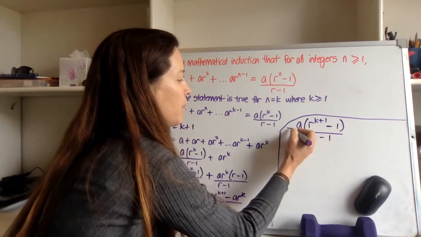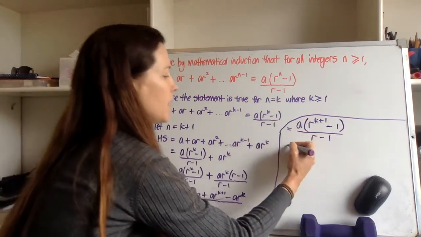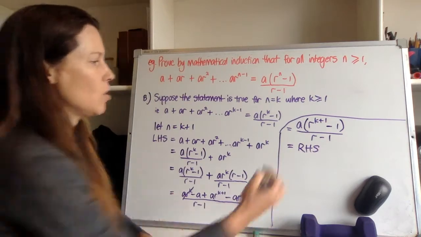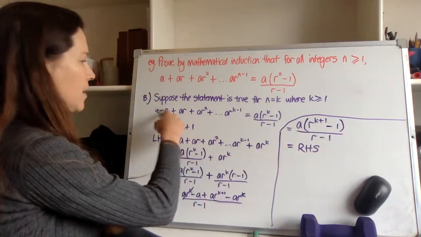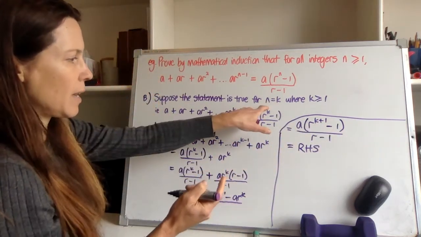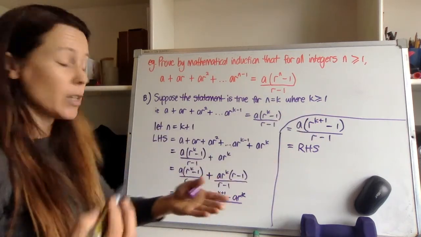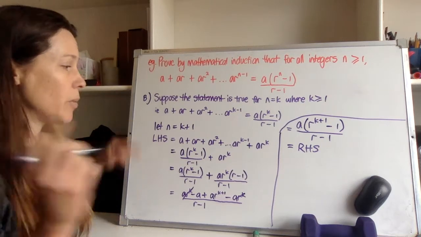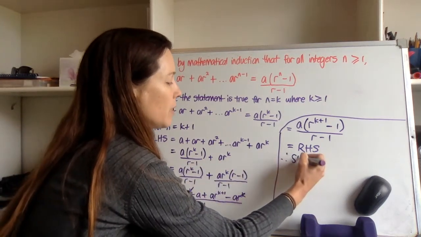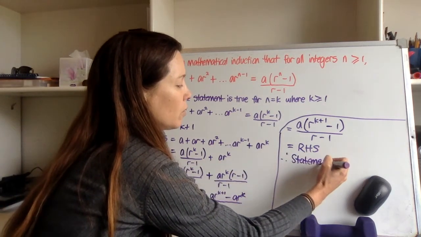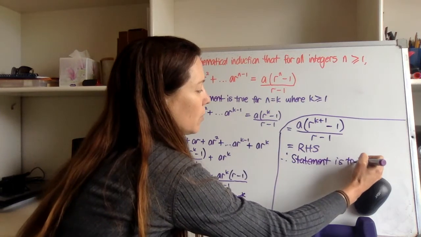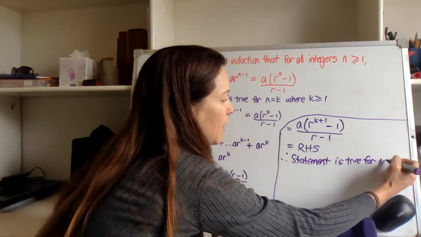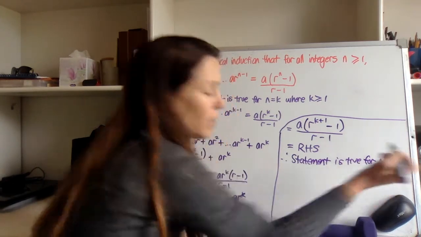So I'm there. Now, all of this is now equal to the right-hand side. And how can I tell? Well, it looks exactly like the right-hand side looked here if I'd replaced the k with k plus 1. So I've proven that it works for n equals k plus 1. So I need to write down, therefore, the statement is true for, or when, doesn't matter which word you use there, for n equals k plus 1.